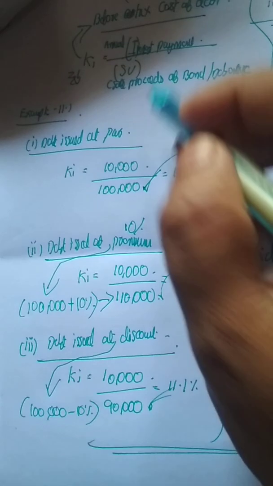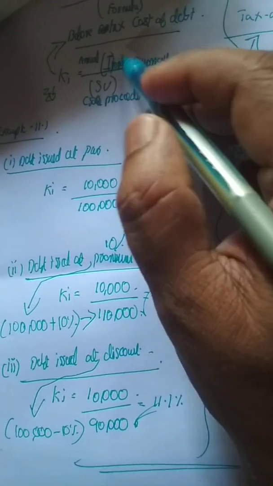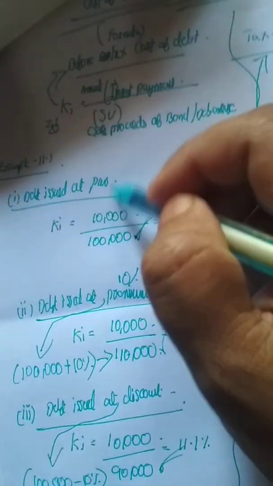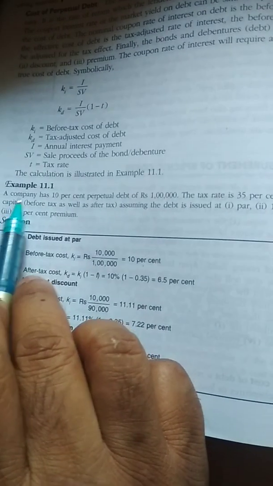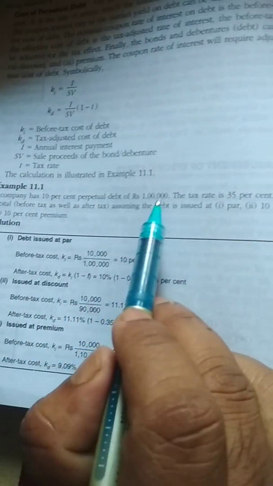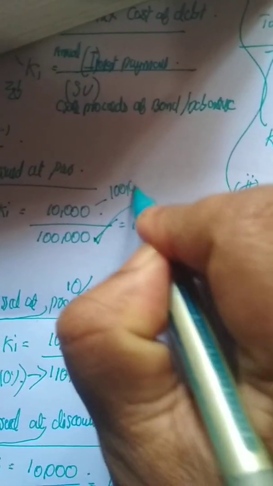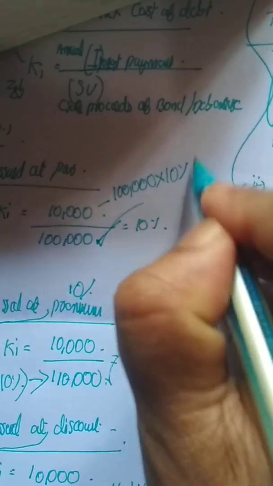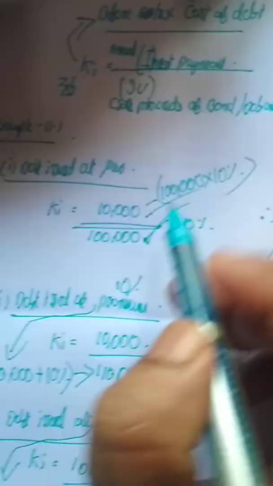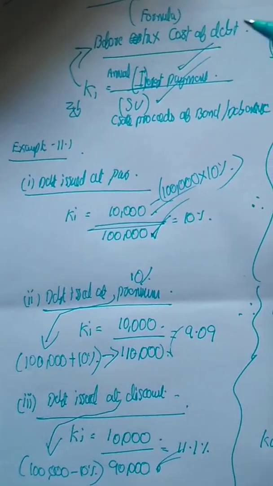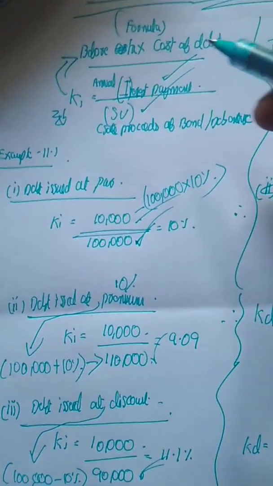Then what is the numerator? The numerator is the annual interest payment. What is the interest? It is mentioned. The company has issued 10% perpetual debt, which means 10% is the interest. So annual interest will be 1 lakh into 10%, that is 10,000. So this is the equation: interest payment divided by sale value, if the tax rate is not taken into consideration.